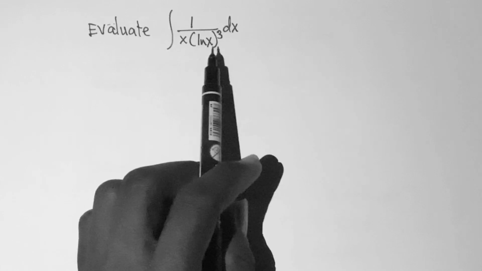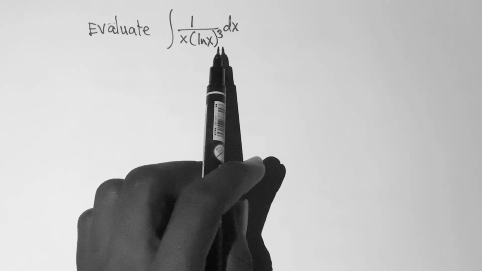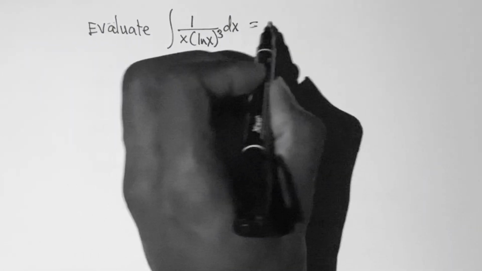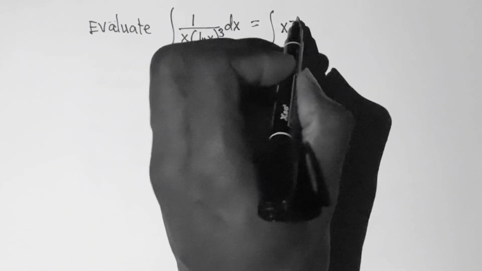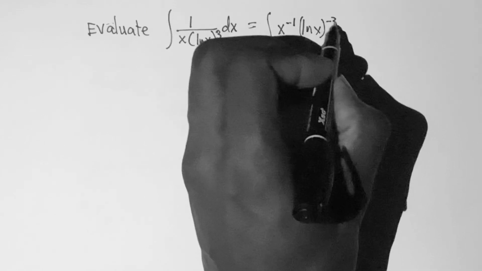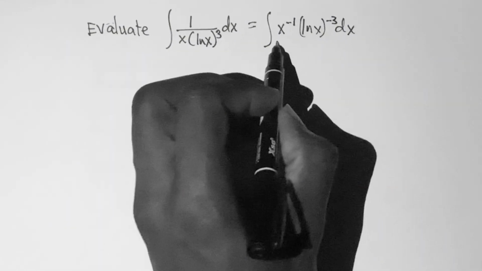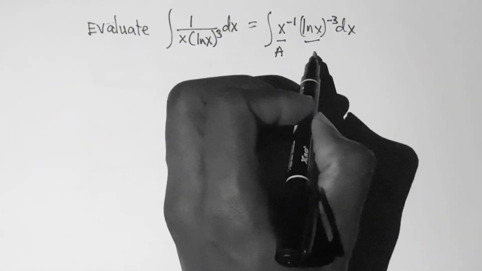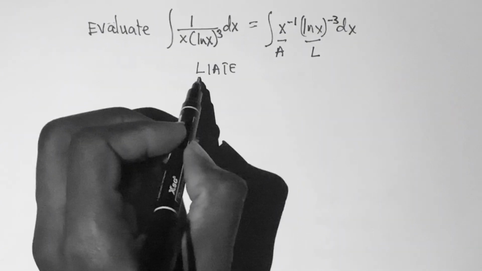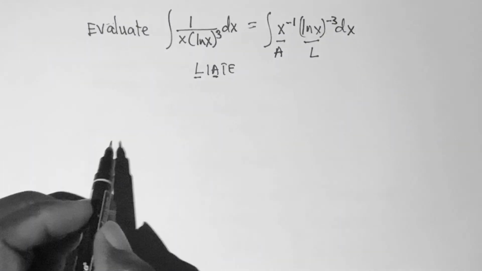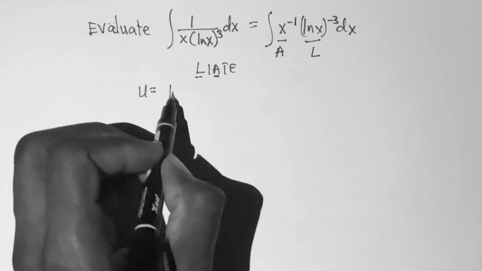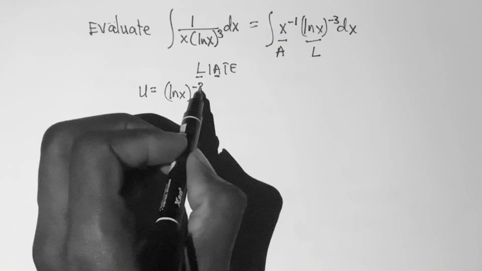Evaluate the integral of 1 over x times (ln x) all cubed dx. So let's rewrite this integral as the integral of x exponent minus 1, then ln x exponent minus 3 dx. So you can see that this is an algebraic function and this is a logarithmic function. So using the LIATE rule, you can see that the logarithmic function comes first before the algebraic function. So our u is equal to natural log of x exponent minus 3.